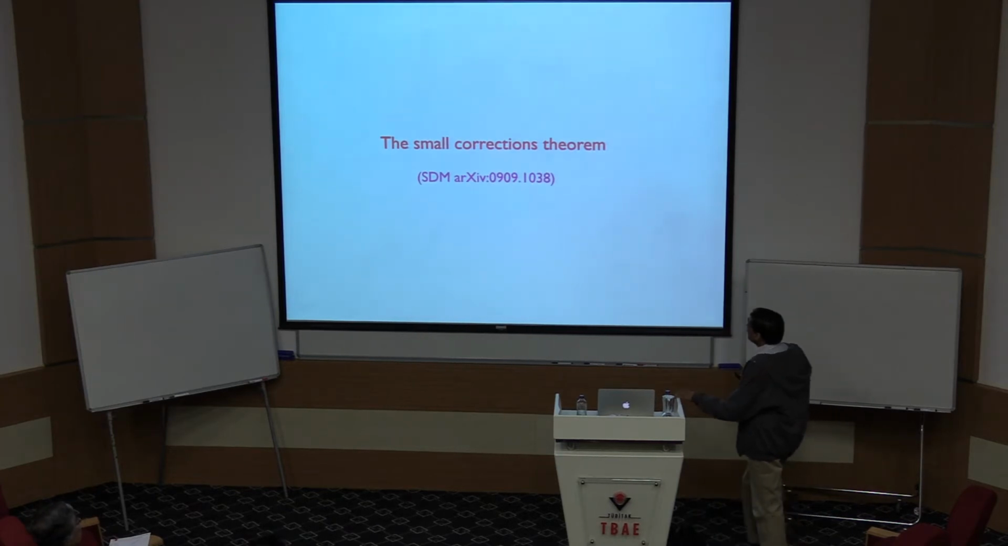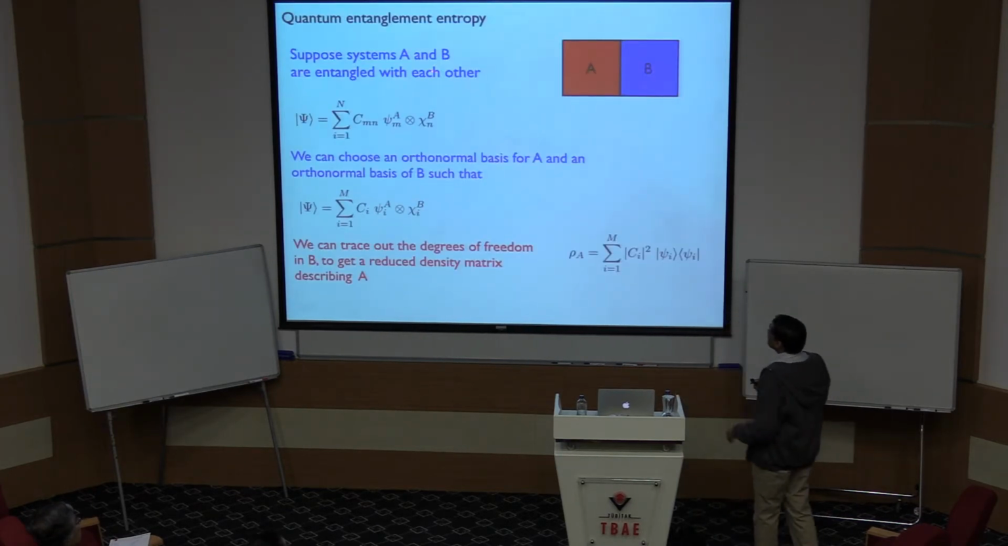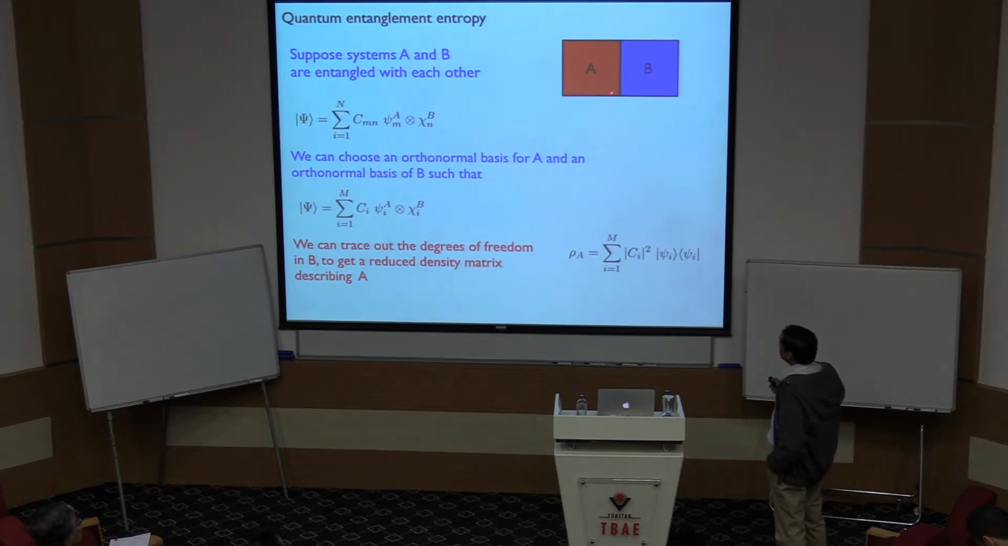Okay, so let's just go through the actual small corrections theorem. So how do you actually measure quantum entanglement? So here, suppose you have two systems A and B, and they are entangled with each other. As we said, you can write the total state psi of the two systems as some state of system A times some state of system B, and then you can add up, summing over them. Okay? So you can use an orthonormal basis, but there are many terms in the sum. Psi1 times chi1 plus psi2 times chi2 and so on.